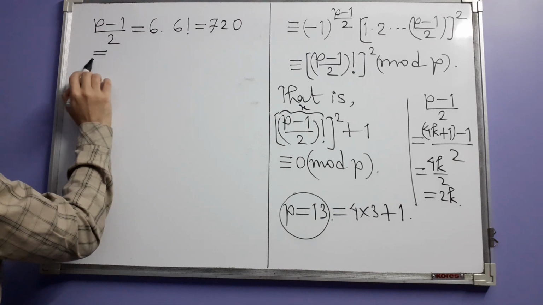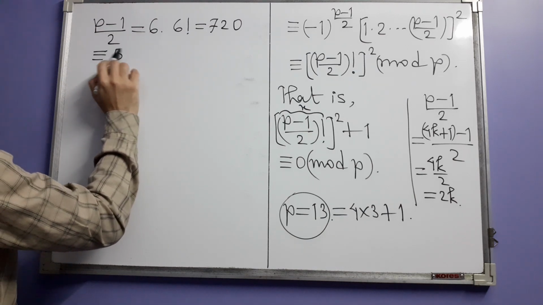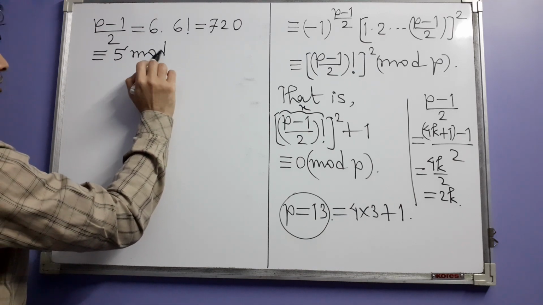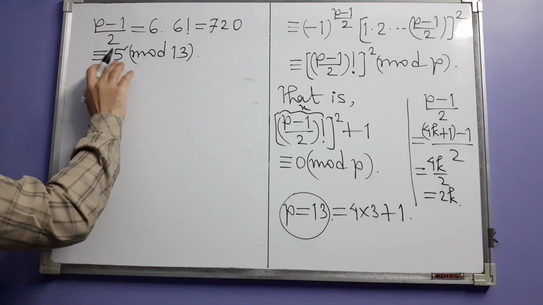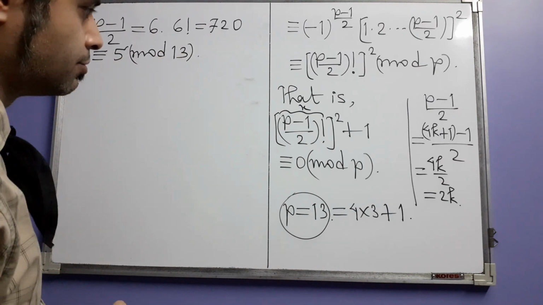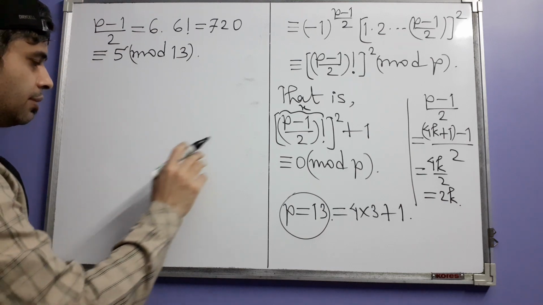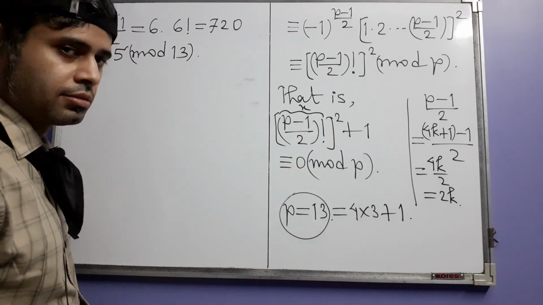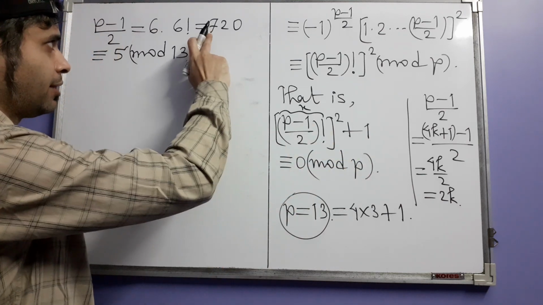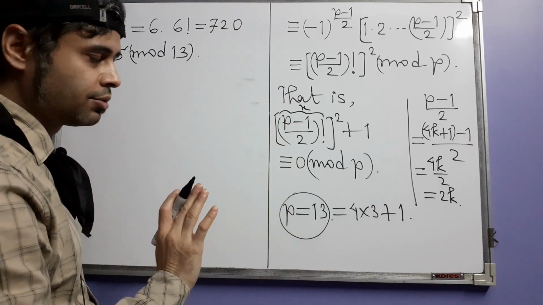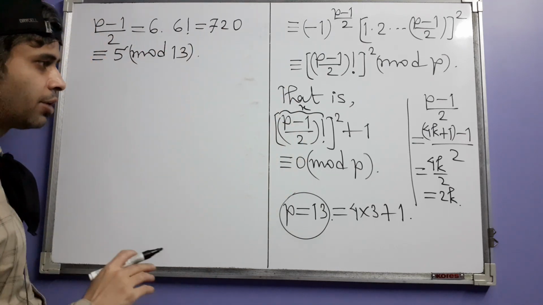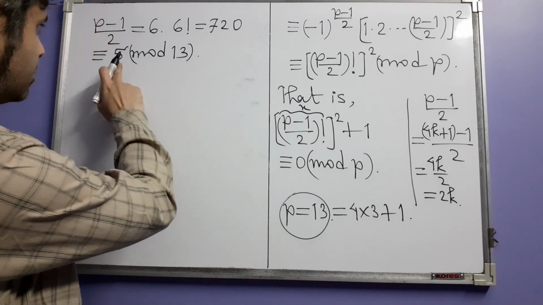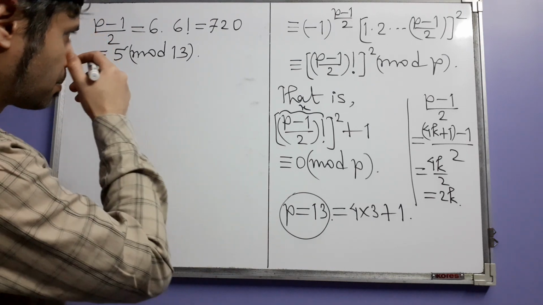720, and you can calculate yourself that it becomes congruent to 5 modulo 13. You divide 720 by 13, the remainder is 5. Now let us also see if 5 really satisfies. Well, you can take 720 here itself, but because 720 itself is congruent to 5, a better and more manageable solution is 5.